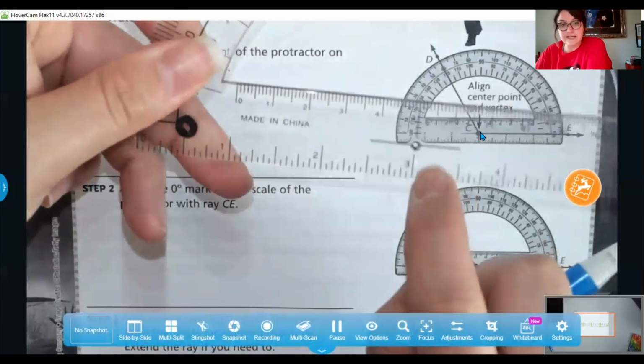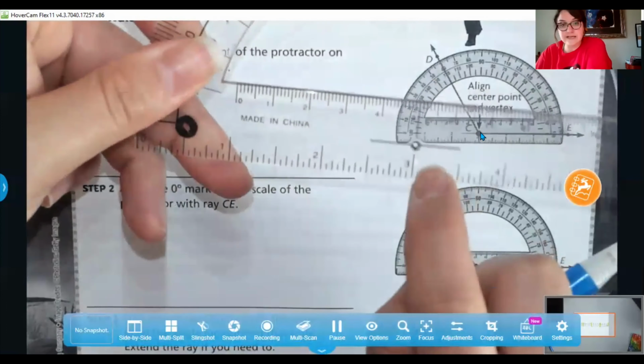Then next it says, find where ray CD intersects the same scale. When it means the same scale, it means the same number line. So I see this is zero. I'm gonna count by tens up to where this intersects. So I've got 10, 20, 30, 40, 50, 60, 70, 80. Remember, right here is my perfect 90. 100, 110, 120. So it intersects at 120.